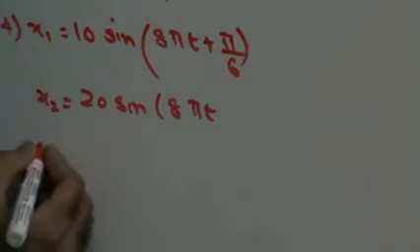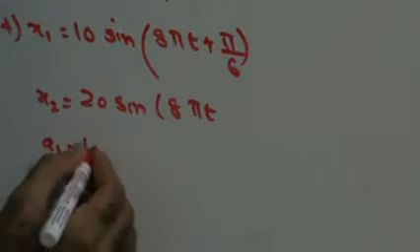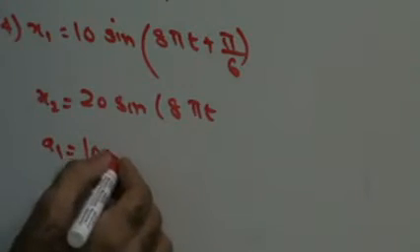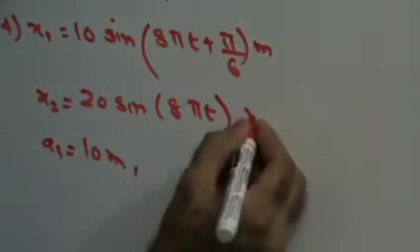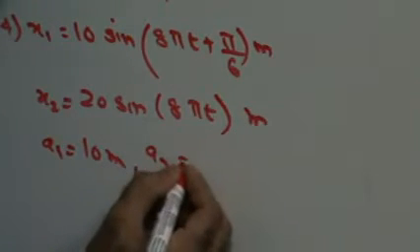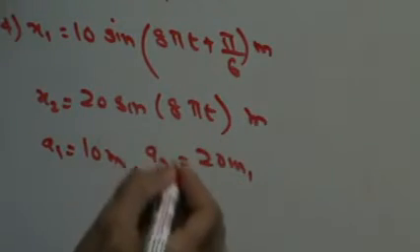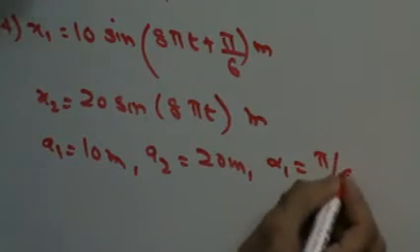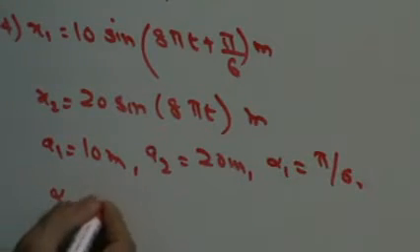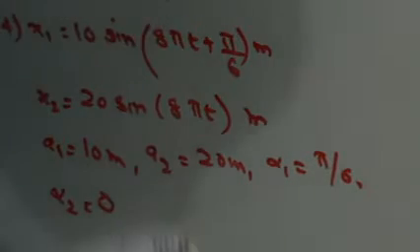Right? From this equation I can say that A1 is 10 meters. This is in meters. A2 is 20 meters. Then I can also say that alpha 1 is pi by 6 and alpha 2 is 0. Once you have this, then we have done composition of two SHM.